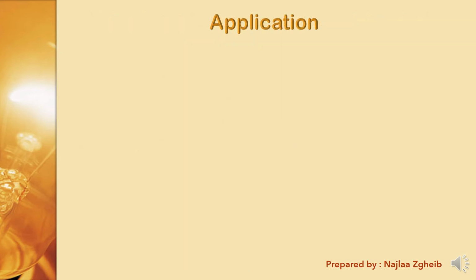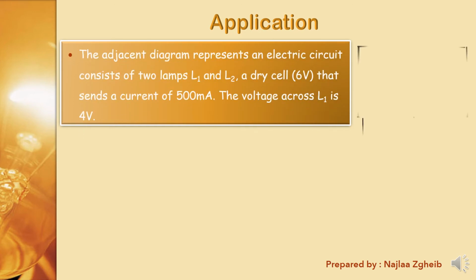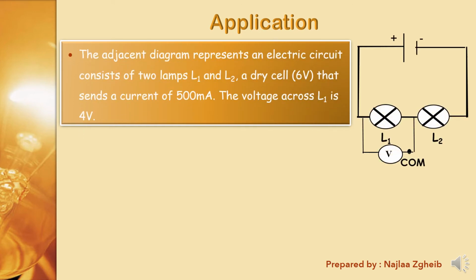Now we will do an application together. The adjacent diagram represents an electric circuit of two lamps L1 and L2, and a 6 volt dry cell that sends a current of 5 milliampere. The voltage across L1 is 4 volts. Part 1. Deduce the voltage across L2.